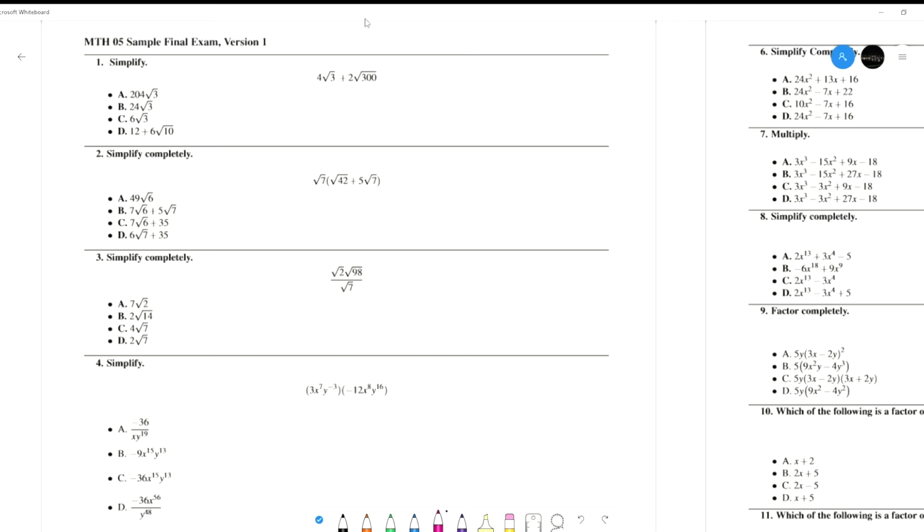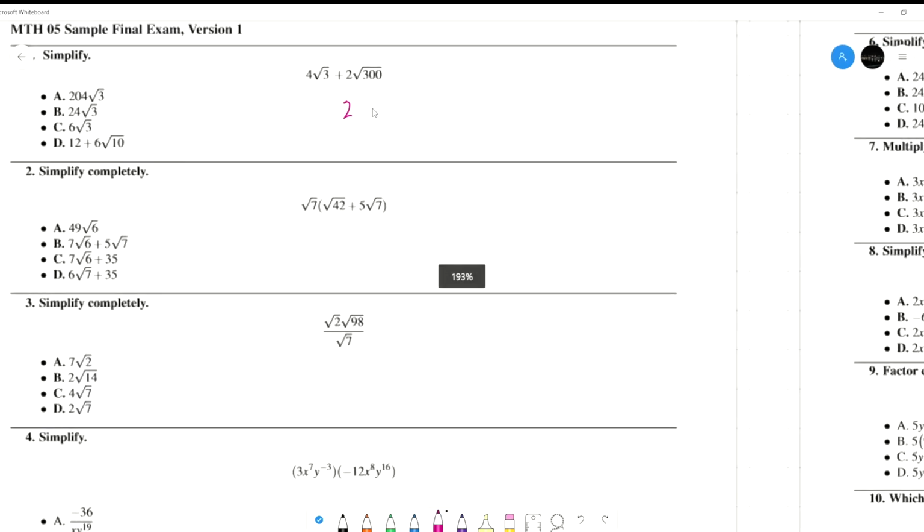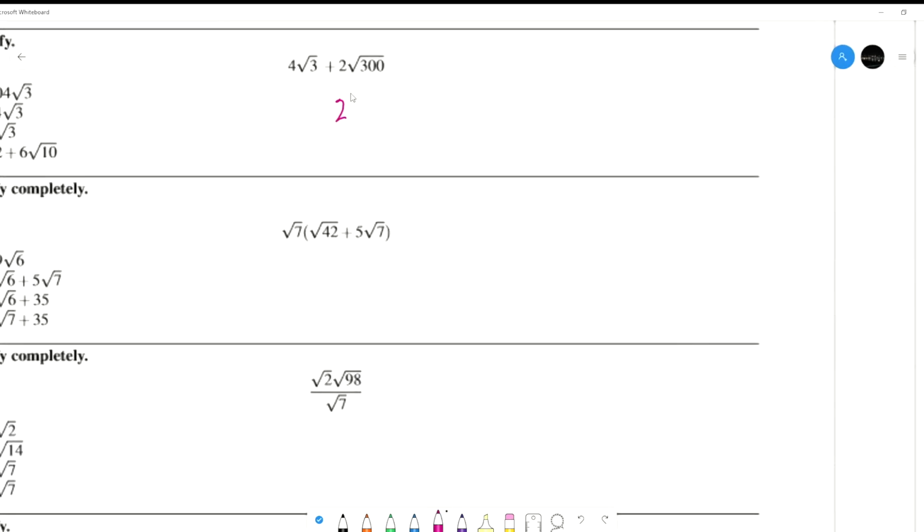So 4 radical 3 you can't simplify. 2 radical 300 you can. Let me zoom in a little bit here. 2 radical 300 is radical 100 times radical 3. So that's 2 times 10 radical 3 equals 20 radical 3. So this problem is 4 radical 3 plus 20 radical 3, which gives you like radicals, right? So it's 24 radical 3. Okay? Any questions with that?